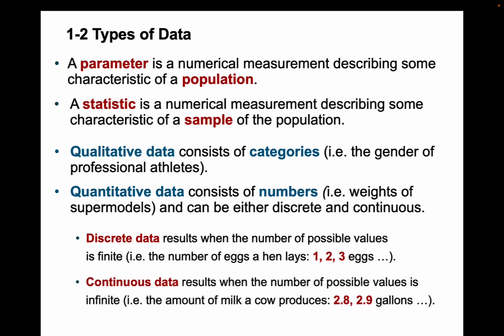Continuous quantitative data results when the number of possible values is infinite. So for example, the amount of milk that a cow produces, that's measured in gallons. So we would measure that as 2.8 gallons, 2.9 gallons, 2.95 gallons. So if you obtain data based on the amount of milk that a cow produces, you would have obtained what is called quantitative continuous data.